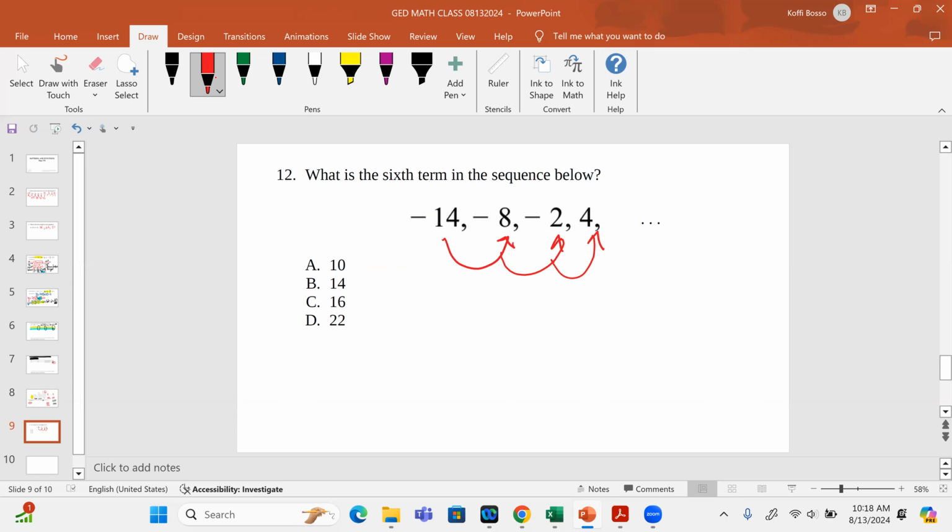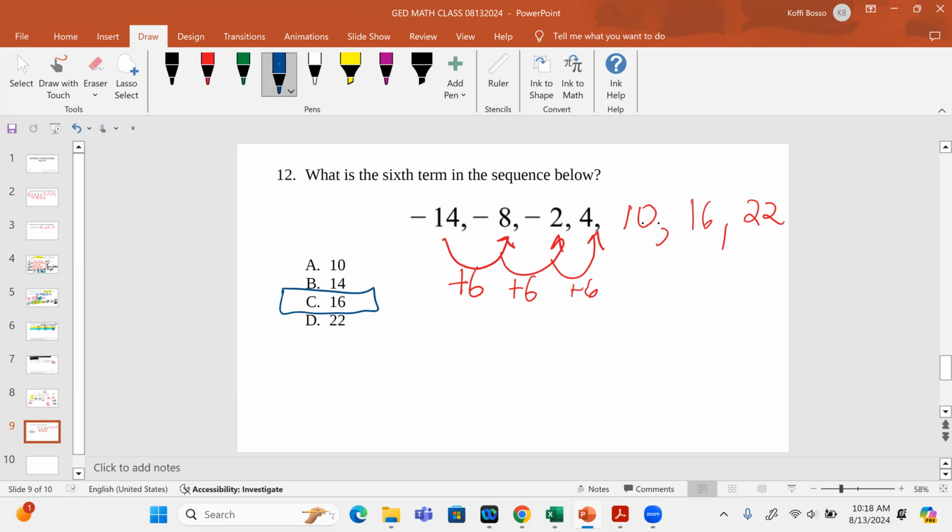6. So it's like we add the 6 to negative 14 to get negative 8. If you add another 6 to negative 8, you get negative 2. You add the 6 to negative 2, you get 4. You add the 6 to 4, exactly, you get a 10. And if you continue, 16, 22, and so on. So it's like they're adding 6, 6, 6, 6.